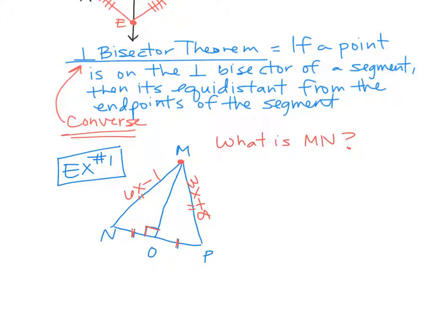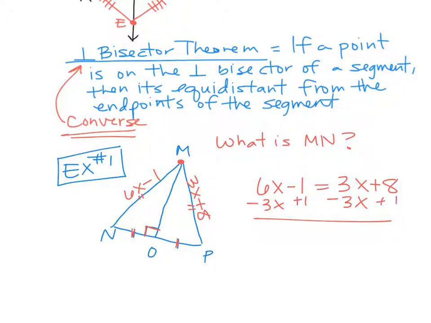Okay, so in this setup, if we want to know the length of MN, we're just setting 6x minus 1 equal to 3x plus 8. And like I said, when in doubt, you set them equal in this lesson. It's a lot of congruent parts, okay? So we're going to solve this, take away the 3x, add the 1, and you get 3x equals 9. Divide by 3, you get x equals 3. But they didn't ask for x, they asked for MN. What is MN?